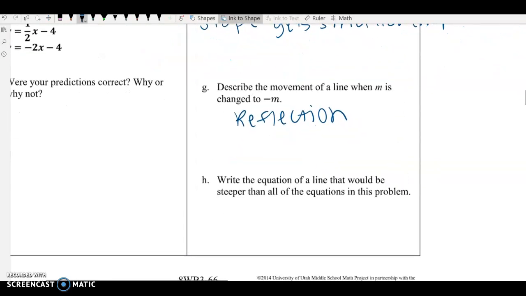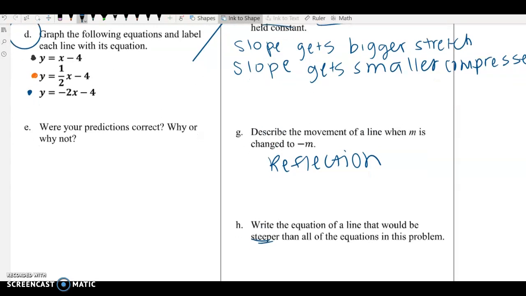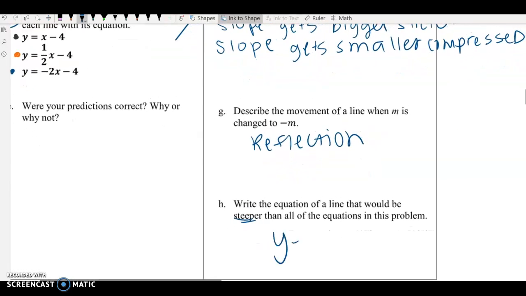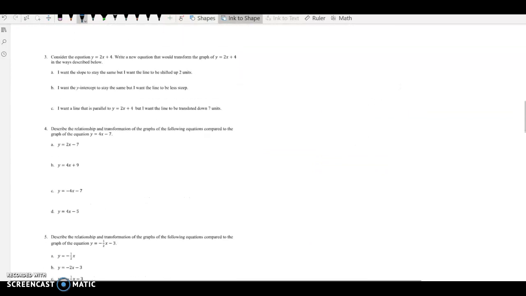Okay, it says write a line that would be steeper than all the equations in this problem. Well, guys, we just need a line that has a slope that's bigger than the others. So y equals 18x plus 100. All right. So that is stretching, compressing, shifting left, right. All right. It says here to consider the equation y equals 2x plus 4. Write a new equation that would transform the graph of y equals 2x plus 4 in the ways described below.